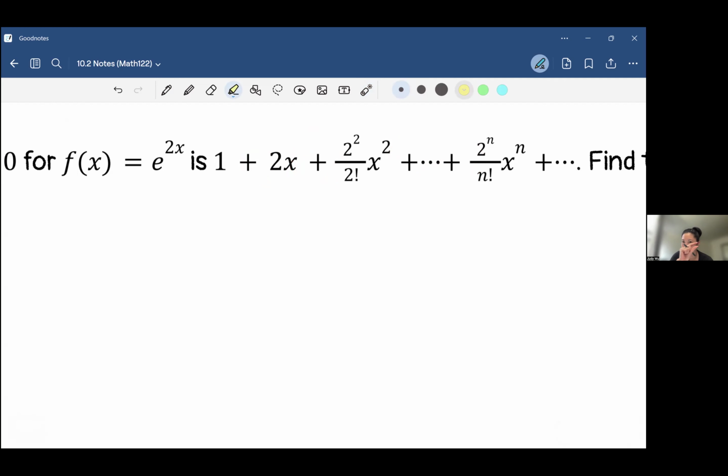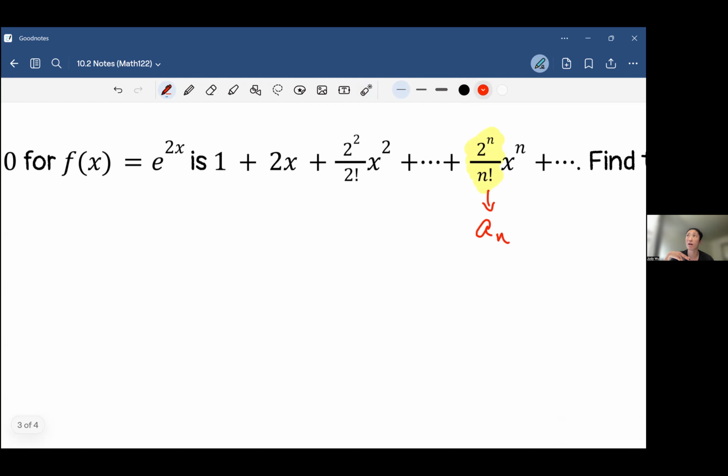We want to scan through until we find the coefficient that has the n. Now, you'll notice I didn't highlight the x to the n. I don't care about that part. I care about the coefficients. So scan through the problem, look for where that coefficient is with your n. They're giving you your a sub n formula.